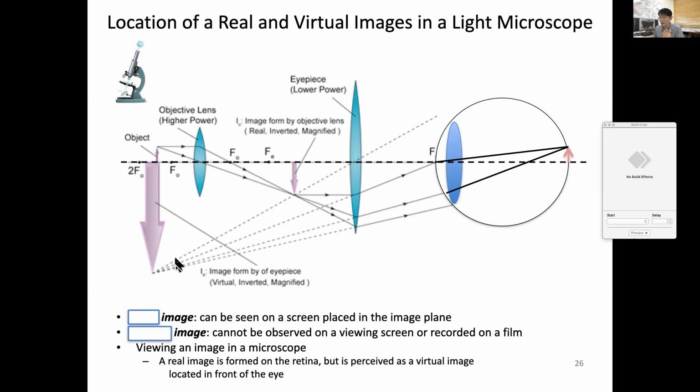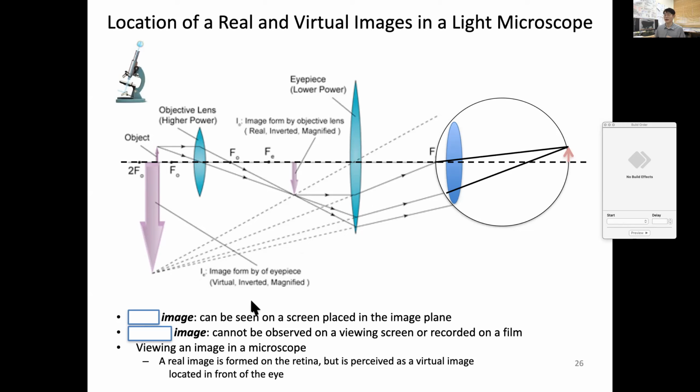In fact, these lines are dotted lines, which don't exist. They only exist after this eyepiece lens. This ray exists, but the other part doesn't exist. We just perceive it. So even if you put a curtain or a film over here, you will not get the image, because this image is virtual.